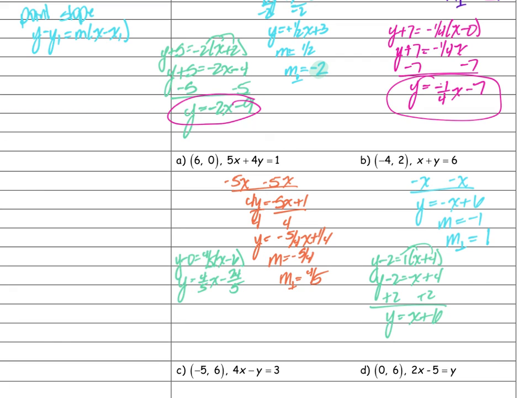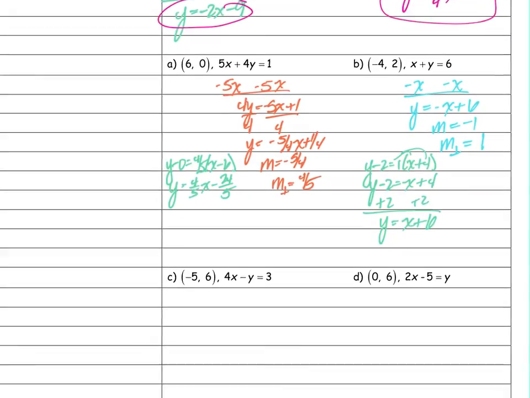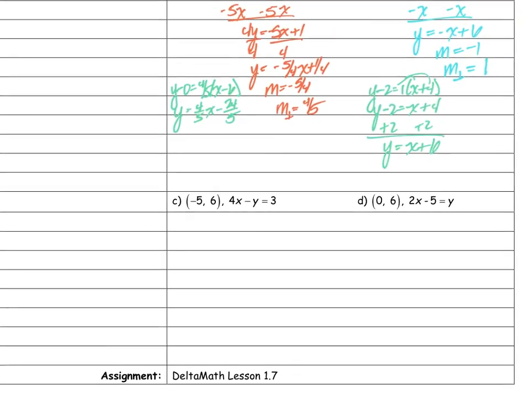Okay, so any questions? So remember, if I'm looking for parallel, I use the same slope. If I'm looking for perpendicular, I use the negative reciprocal slope. Okay, so we've got two more problems.